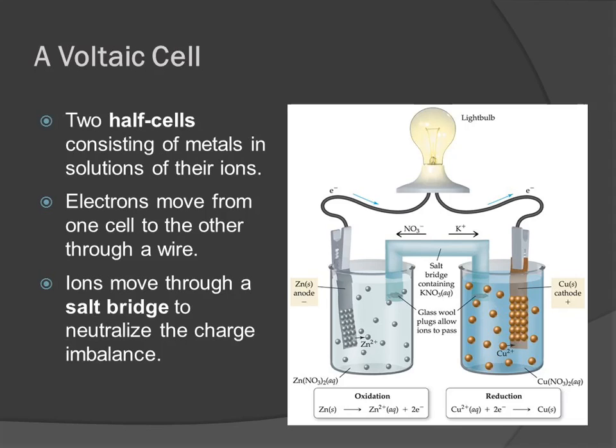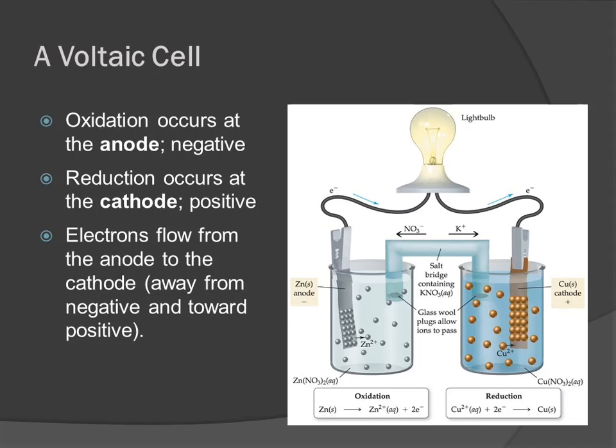So electrons are moving from one cell to the other, and we can make them go through an electronic device and do something useful for us. These electrodes, they're called electrodes, they have names. We have oxidation occurring at the anode. The anode is negative in charge. So the zinc is being oxidized. Oxidation is loss of electrons. So the zinc is losing electrons.